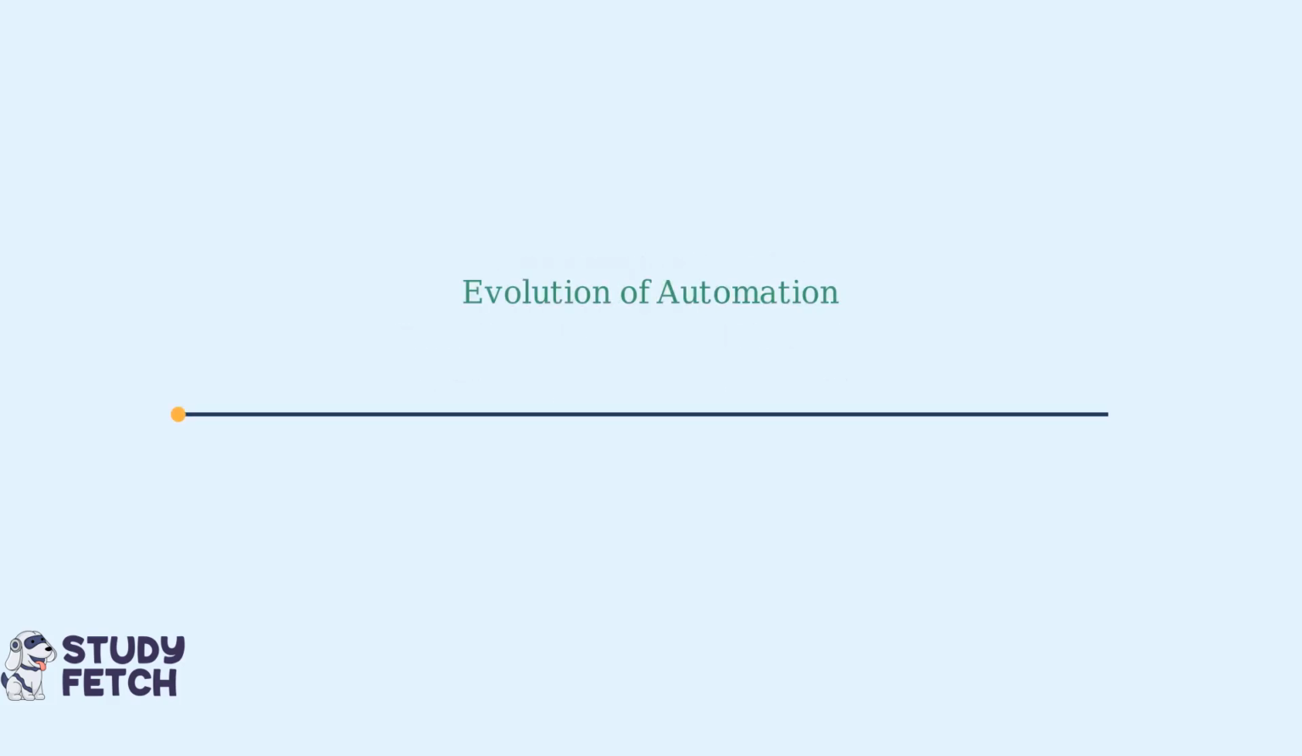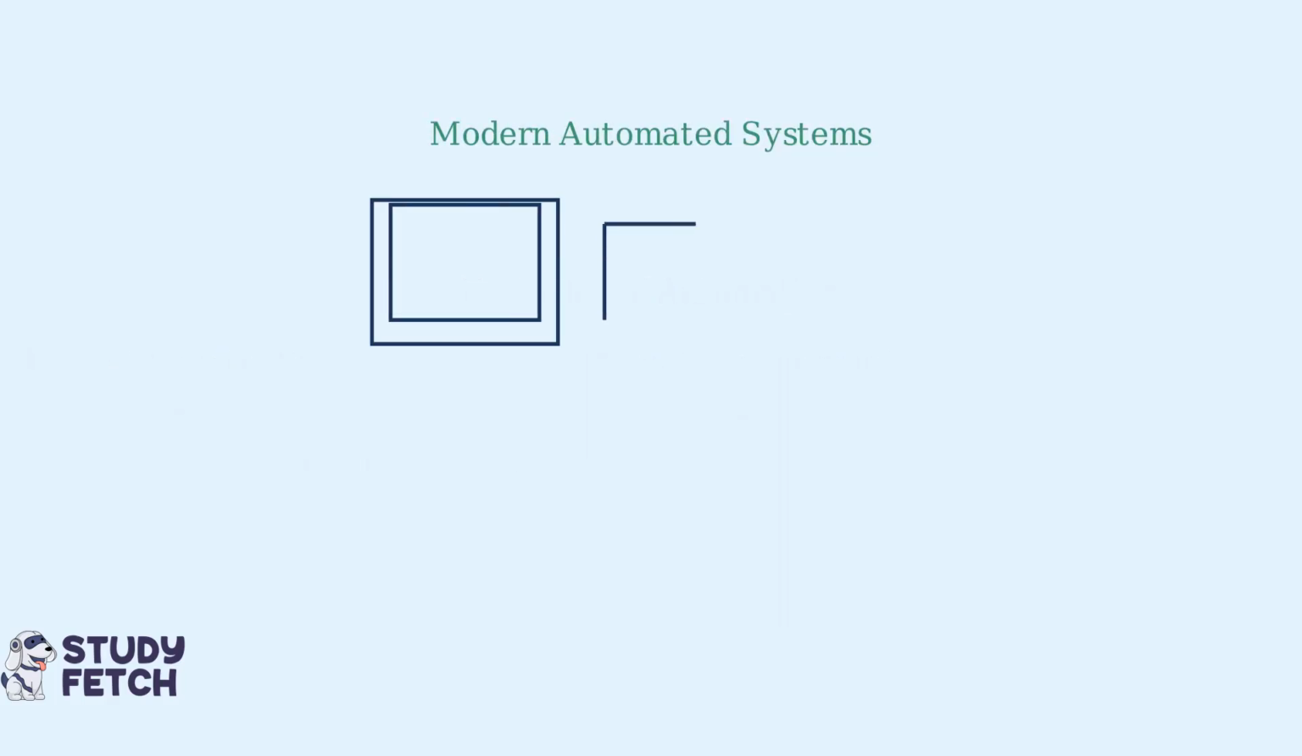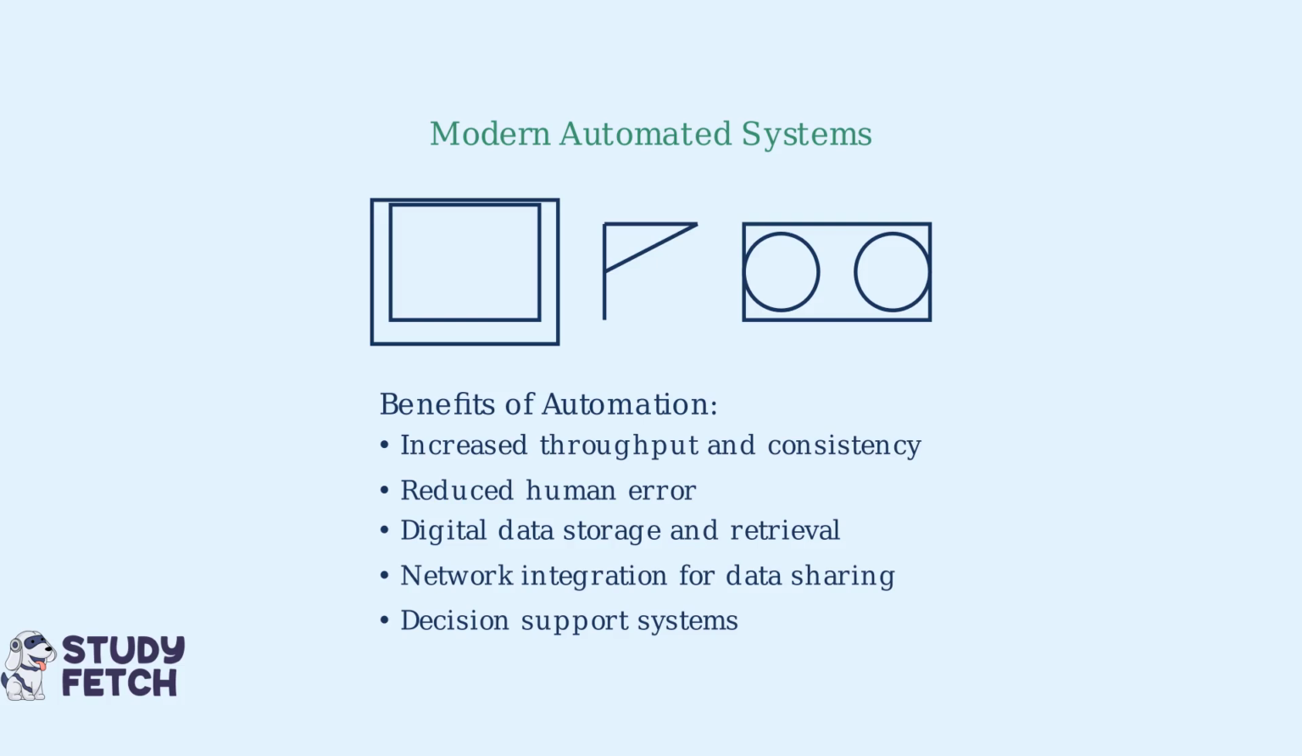Over time, the disk diffusion method has evolved from manual testing to increasingly automated systems. Modern automated systems integrate computers for online data analysis, improving efficiency and accuracy. These systems offer numerous benefits, including increased throughput, reduced human error, and network integration for data sharing across healthcare facilities.